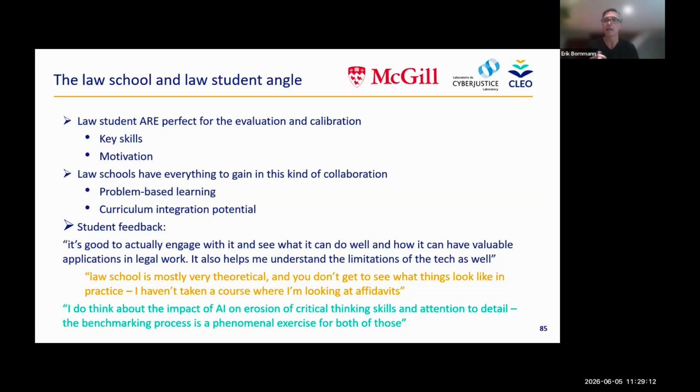They're also generally keen to gain exposure to an important aspect of the justice system and legal practice, which makes visible its limitations and failures. And we would suggest law schools have everything to gain by this kind of collaboration, be it problem-based learning. Law schools are always keen to provide students with problem-based learning and real-life legal experience opportunities. They tend to talk about it, and this is an opportunity to make it happen. In terms of curriculum integration potential, we think this provides a great learning opportunity for students. Our students, and we put some comments down, have reported a very positive experience.